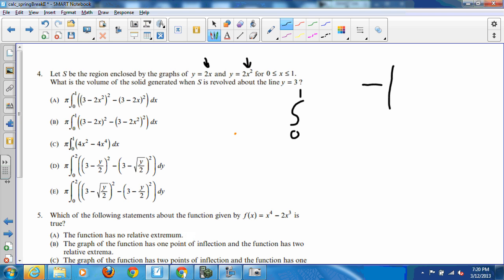So maybe just a real quick sketch over here. So 1, 2, 3. We're going to rotate it about this line. And let's see, we have 2x and 2x squared. So we're only going from 0 to 1. So plug in a 1, you get 2. So a straight line goes right here. Let me erase this. Let me draw this a little bit more distinct.